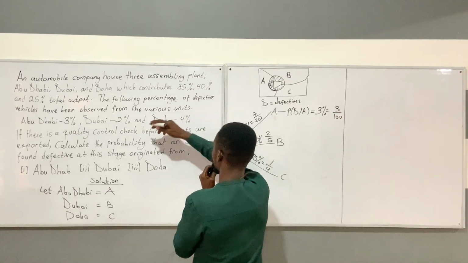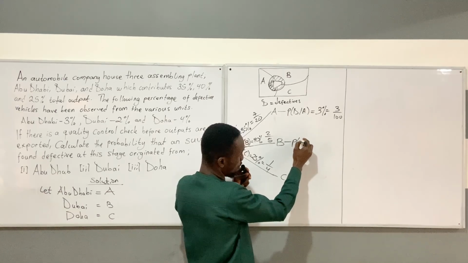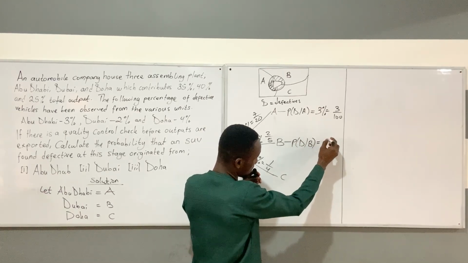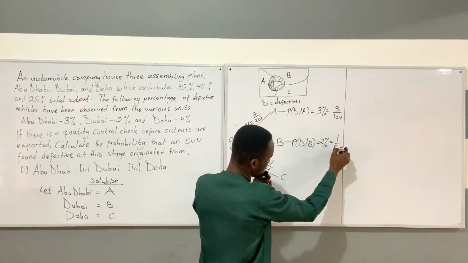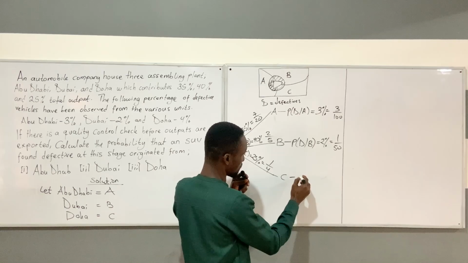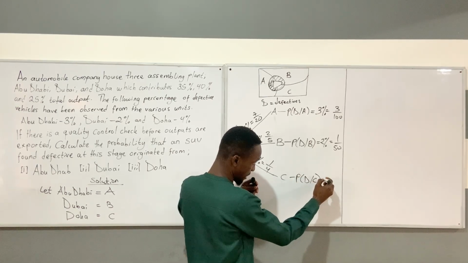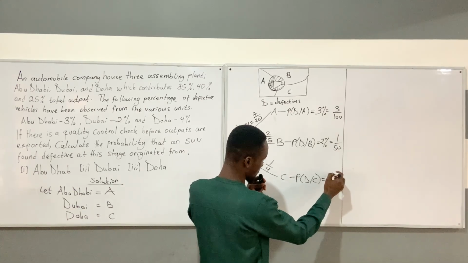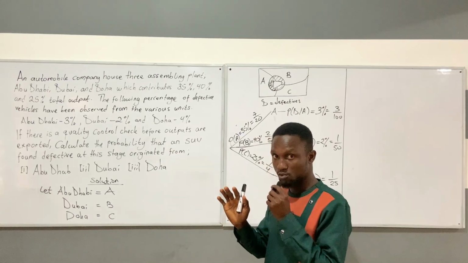Then for B, we have 2%. So the probability of the defective given B gave us 2%, which is 1 out of 50. Then the probability of the defective given C occurred gave us 4%, which is the same as 1 out of 25. Now let's move on to the question itself.